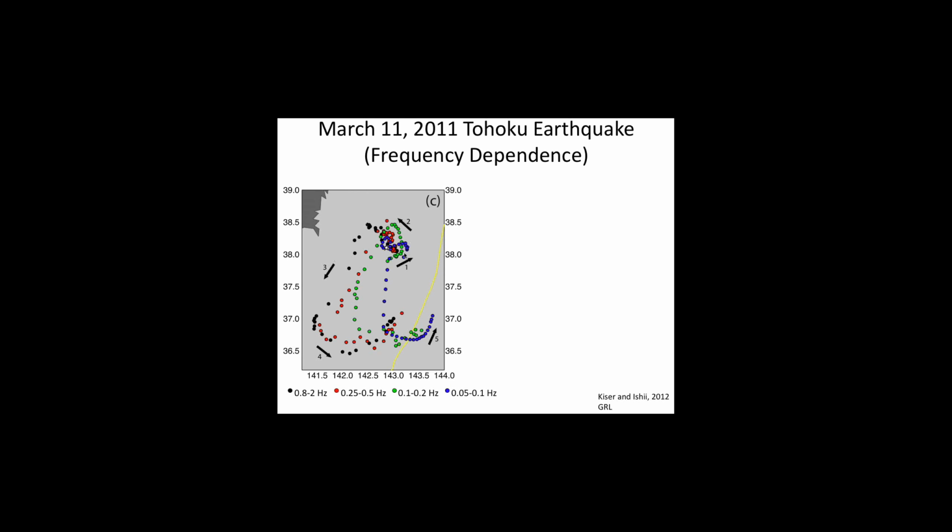A second thing that you can see from this plot is that as you go to lower and lower frequencies, you image more and more energy up-dip of the epicenter, so right at the beginning of the rupture. So at this very lowest frequency, you see your initial energy is actually pretty far to the east of the epicenter.